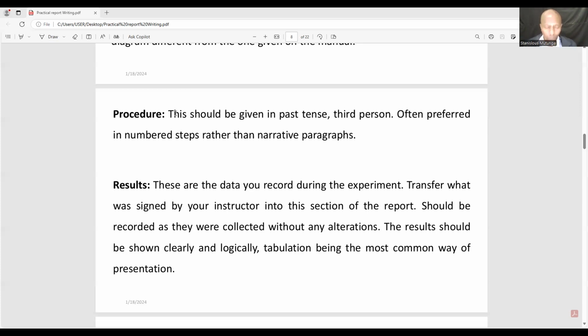This data which was recorded in the laboratory should be transferred 100% correctly the way it was done in the lab to your report. Any alteration will lead to punishment, maybe deduction of some marks, or it may lead to cancellation of the whole report because of those malpractices.